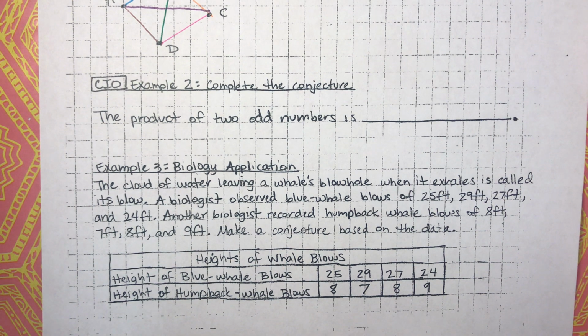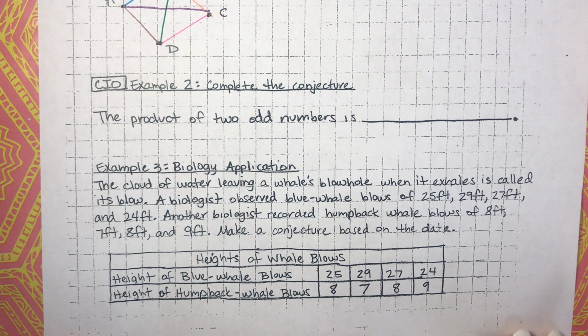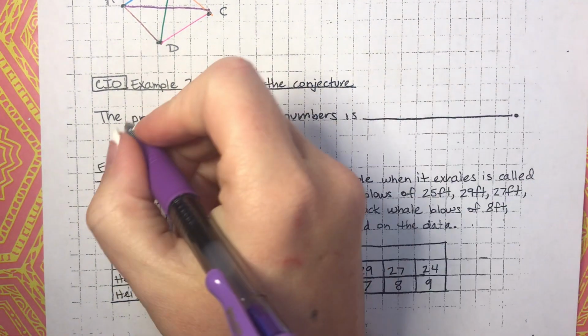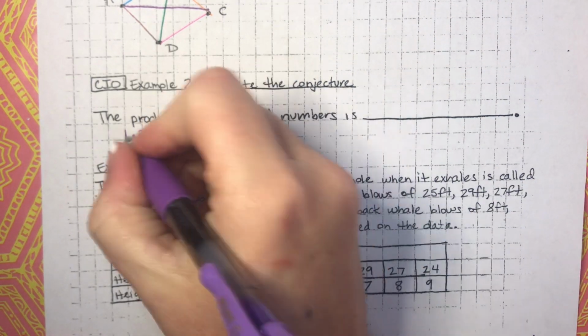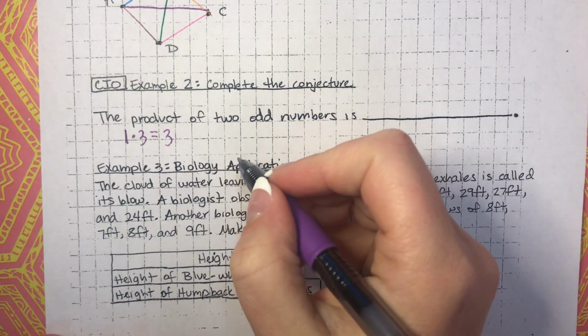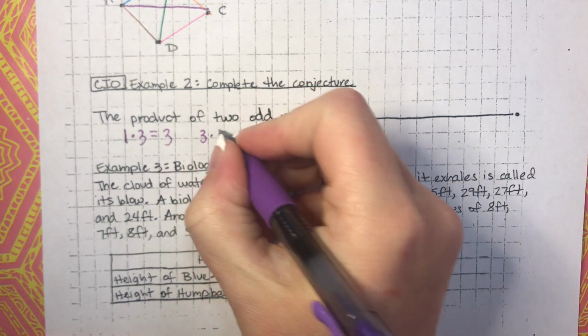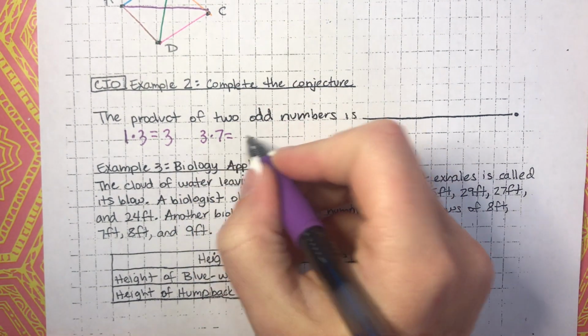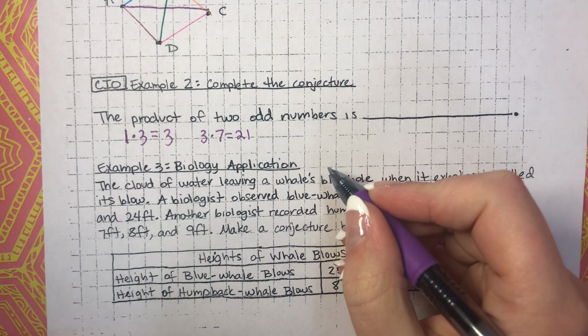Okay, let's look at it. The product of two odd numbers. So what we're going to do is just take odd numbers and multiply them together and see what we get. So let's take 1 times 3. Those are both odd. 1 times 3 is 3. And 3 is odd. Let's try a different one. 3 times 7. Both odd numbers. What do we get? 21. And that's an odd number.